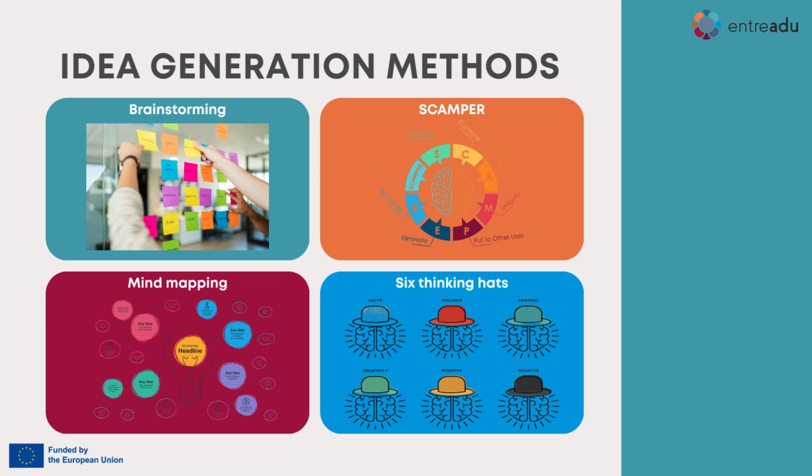The P stands for putting to other uses, how else could it be used? The E stands for eliminate, what can you remove? And the R stands for reverse or rearrange, what if you change the order or layout? The third method is mind mapping. Start with a central concept and branch out with related ideas, creating a visual representation of your thinking.